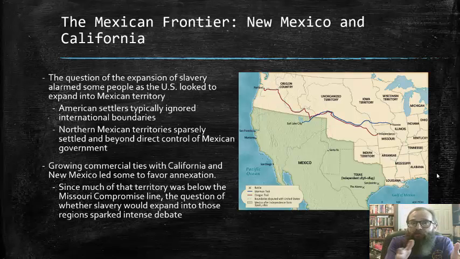As American settlers moved westward in this period, they typically ignored those international boundaries, and there wasn't much that Mexican authorities could do to stop them. The territory was sparsely populated and far away from the centers of Mexican power and authority, and Mexico exerted little direct control over those northern regions of their territories. Furthermore, growing commercial ties by the U.S. with California and New Mexico led some to favor annexation of these Mexican territories.